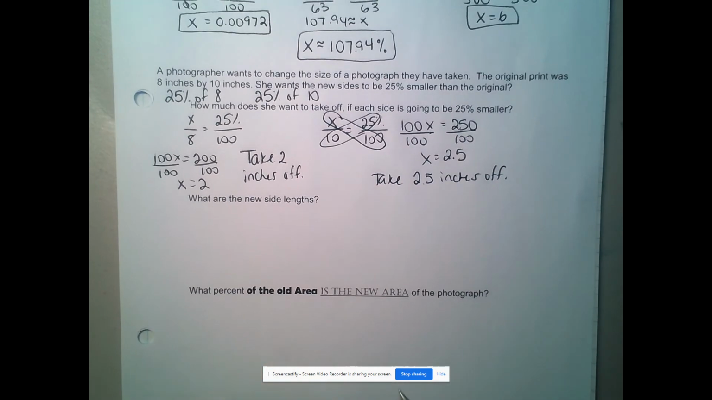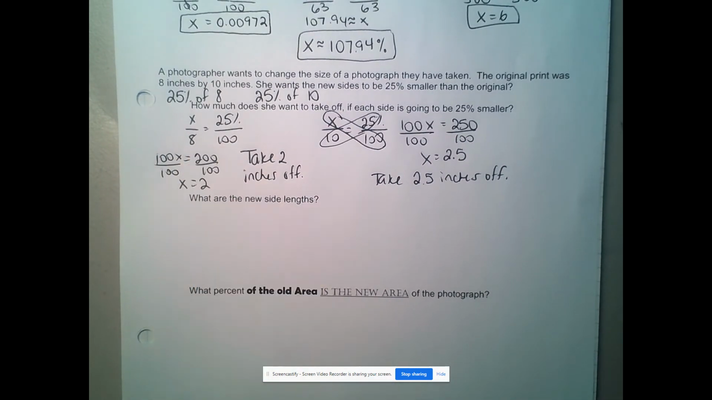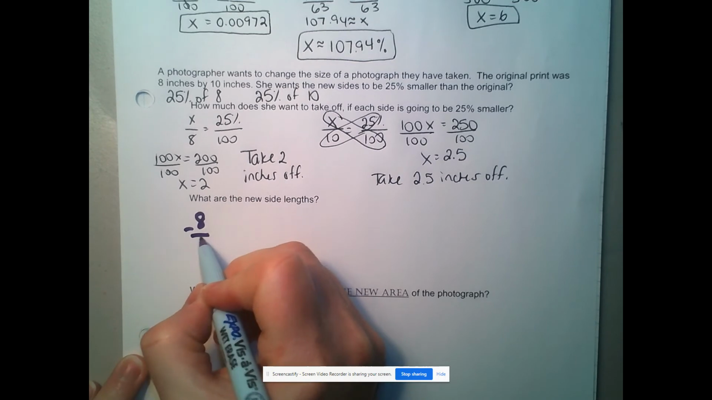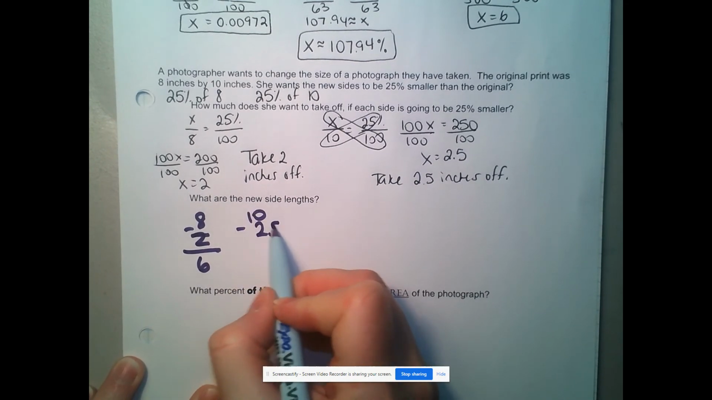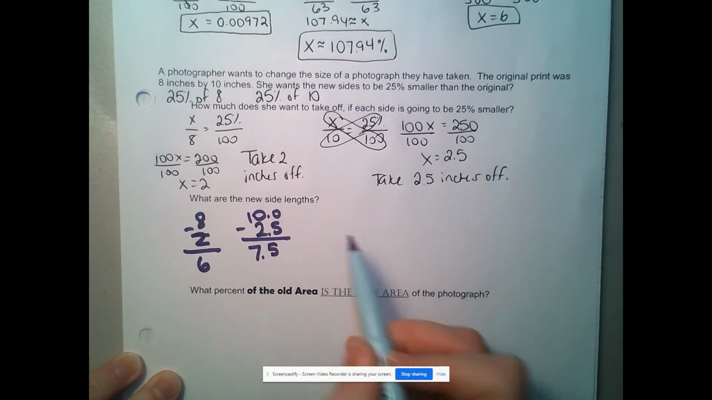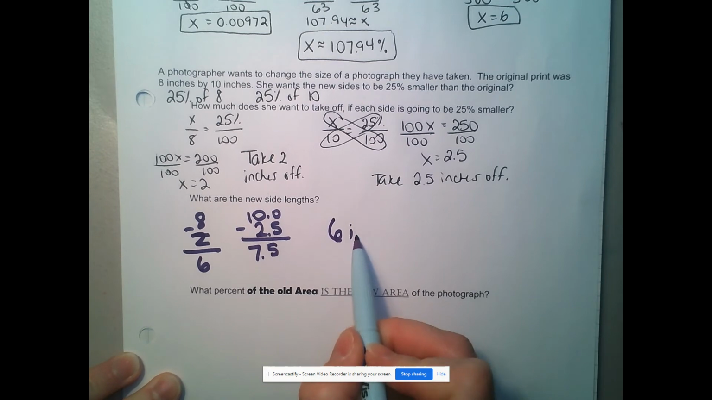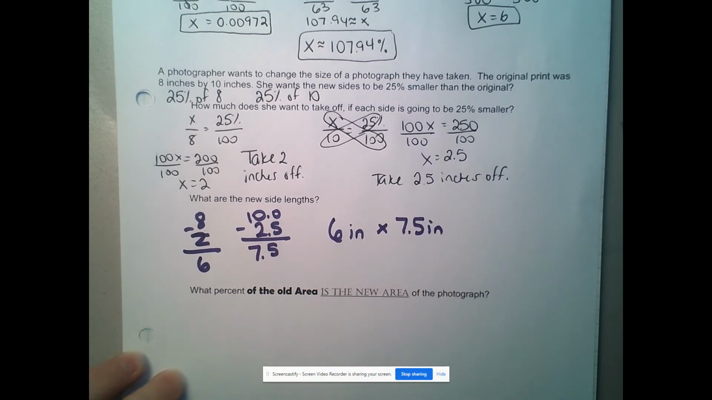All right, no problem. What are the new side lengths? So we had a side that was 8, and we're taking off 2. So that new side is 6. We had a 10, and we're taking off 2.5. So that leaves us with 7.5. So the new side lengths: it is now a 6-inch by 7.5-inch photo.